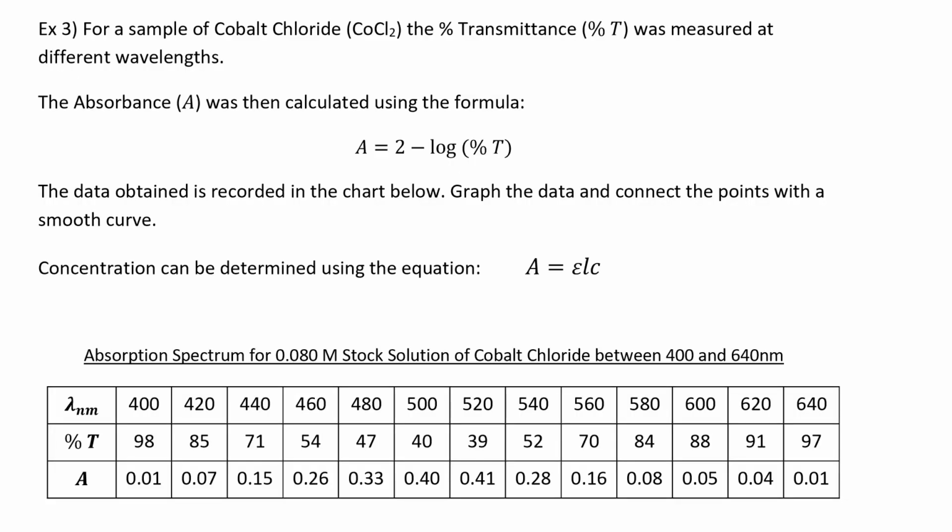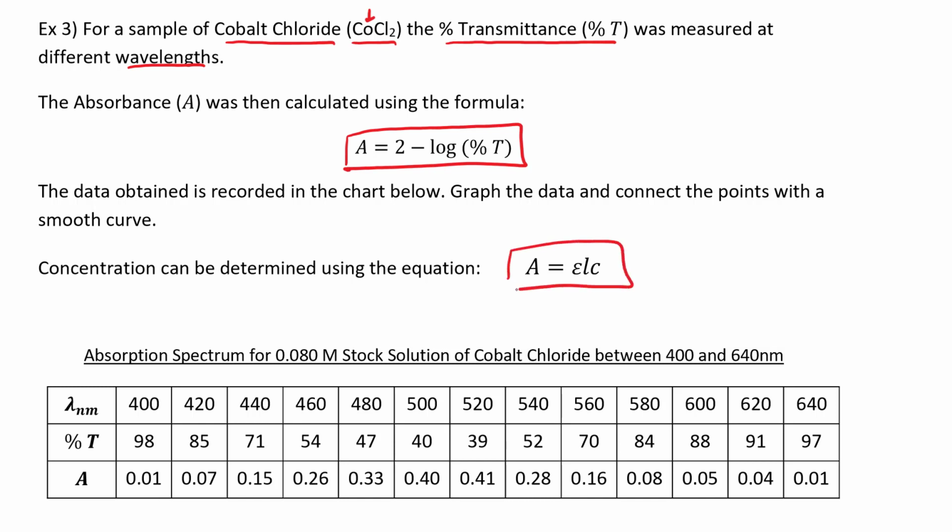Let's look at an example now for a chemical. The chemical in question here is cobalt chloride, CoCl2. Notice the o is lowercase, therefore that is not carbon, oxygen, that is cobalt, Co. We use the spectrophotometer to determine the percent transmittance at different wavelengths. We then use the formula A equals 2 minus log percent T to determine the absorbance. Again, this formula is here. If we know the absorbance, we can calculate the concentration.